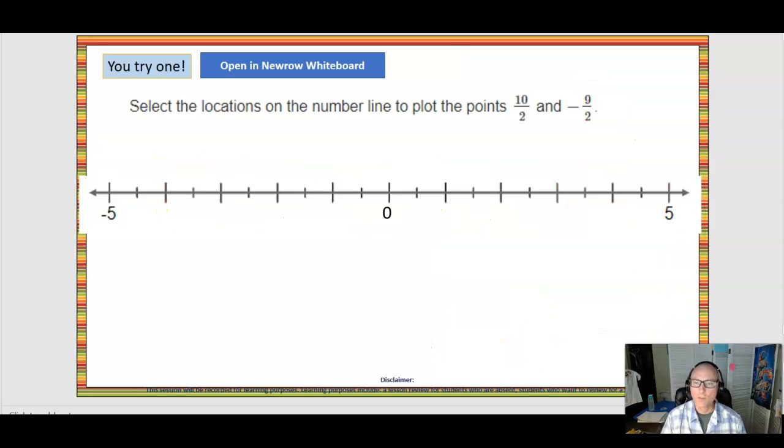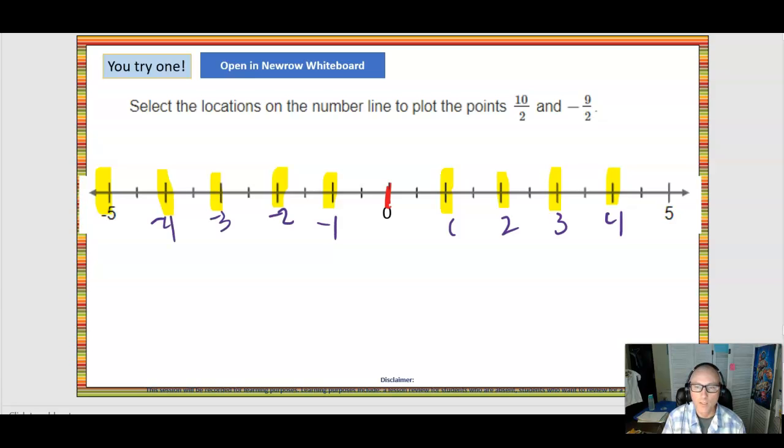Select the locations on the number line. Oh, 10 halves and 9 halves. So again, luckily they put the 0 in for us, but if they don't, you know how to find it now. You just kind of count your hash marks, the big ones, till you get there. So, let's put the numbers we know. 1, 2, 3, 4, 5. Negative 1, negative 2, negative 3, negative 4, negative 5.